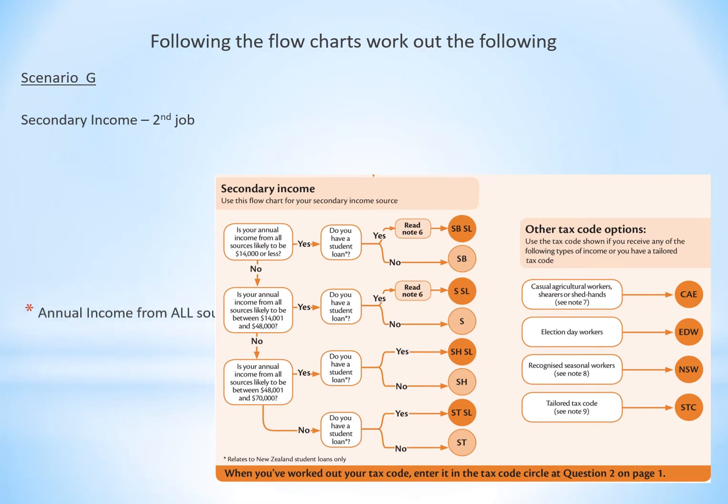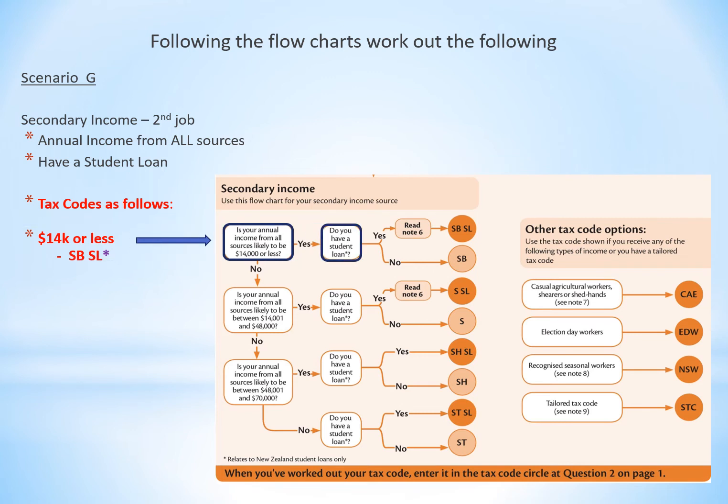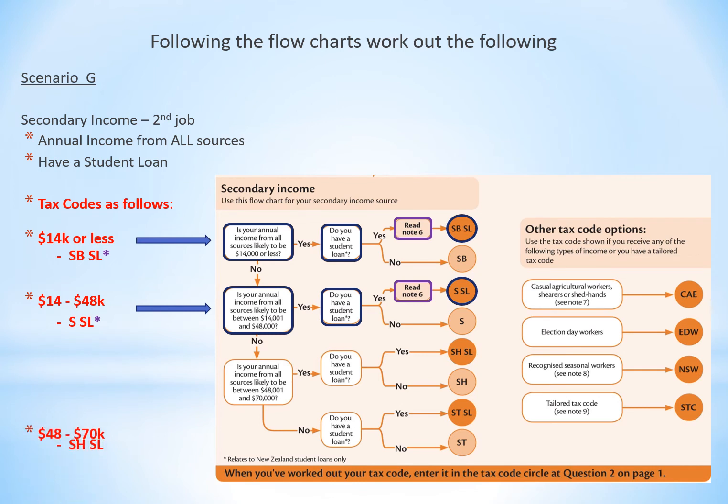For scenario G, just like scenario F, but here you have a student loan. So basically whatever tax code is correct, it has to have the SL attached to it. If your main job is under the student loan repayment threshold, you can apply for a student loan special deduction rate through your MyIR account for your second income. There will be more information regarding student loans in a later video.